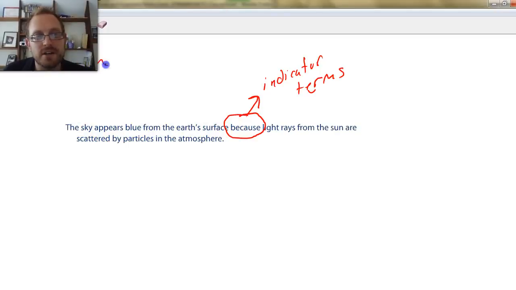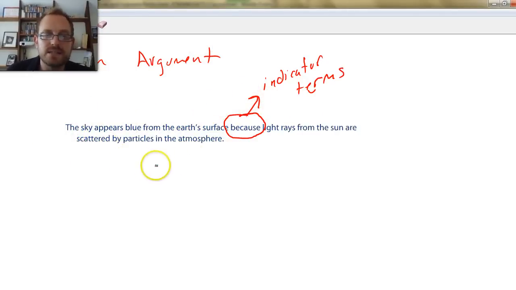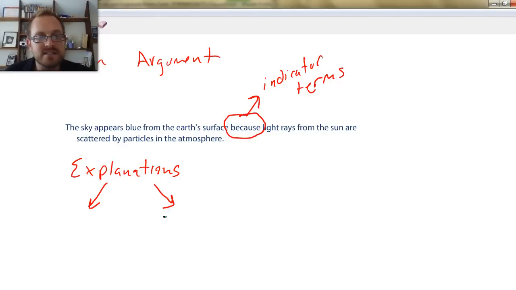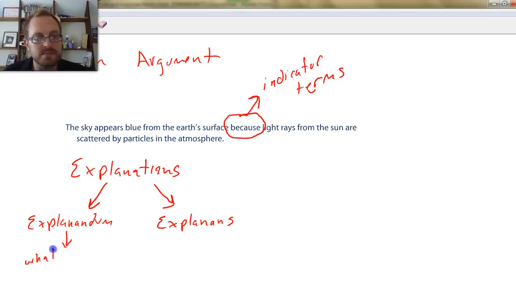So let's write that here. This is not an argument. This is an explanation. It looks like an argument, especially because it has this indicator term, but it's not. Every explanation has two things: both an explanans and an explanandum. Let me write this up here. The explanandum is what gets explained, whereas the explanans is the means of explanation. This is the way in which it gets explained.